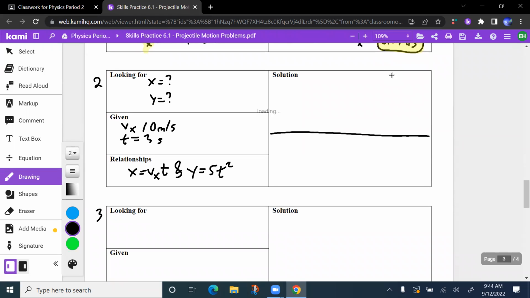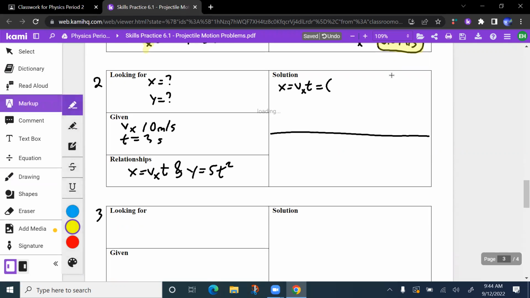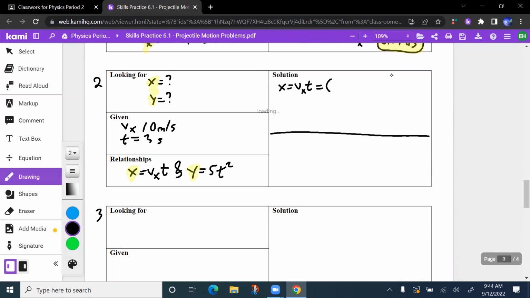So I'm going to split the box in half since I have 2 solutions. X equals vxt. And we can directly plug in because we are solving for x and y. This is already solved for x. This is already solved for y. So we can directly substitute right into our equations. Vx was 10 meters per second times 3 seconds. X means the projectile landed 30 meters away. That's what the 30 meters stands for.